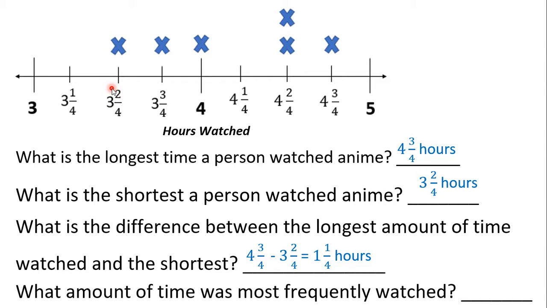Finally, we're going to answer one more question. What amount of time was most frequently watched? That means we're going to try to find the number on our number line here that has the most X's above it. That would be 4 2/4. There are 2 X's above 4 2/4, meaning that 2 students watched this for this amount of time. So when it's asking what amount of time was most frequently watched, that means which amount of time did most students watch for? And that would be 4 2/4 hours because it has the most X's above it.